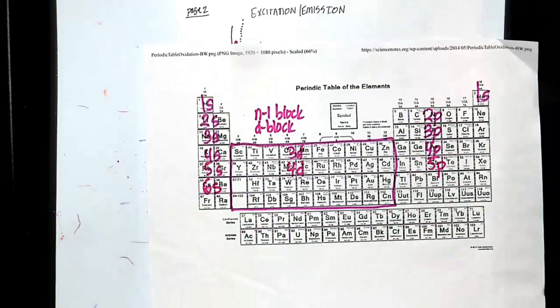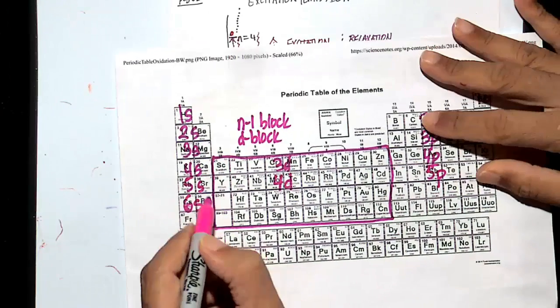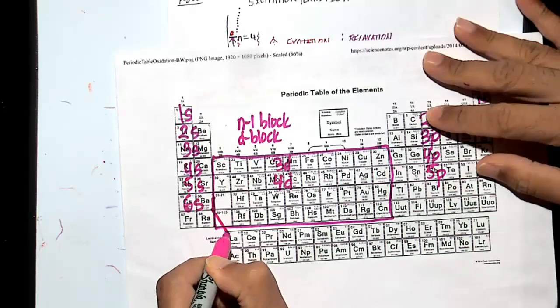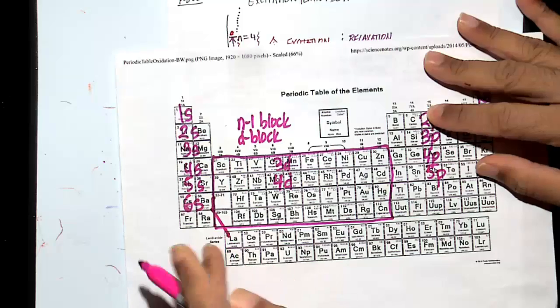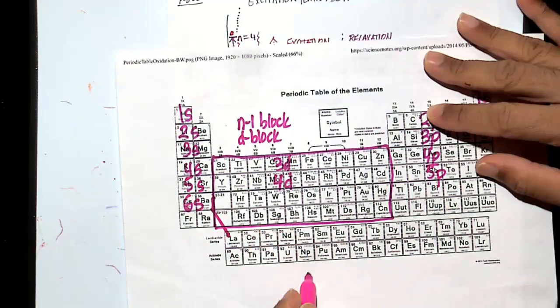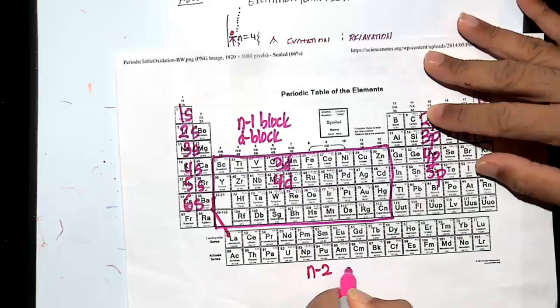4s, 3d, 4p, what's after 4p? 5s, and after 5s? 4d. 5s, 4d, 5p, 6s, right? Okay, now what's coming after 6s? Be careful. What comes after 6s? This is the n-2 block, also known as the f block.